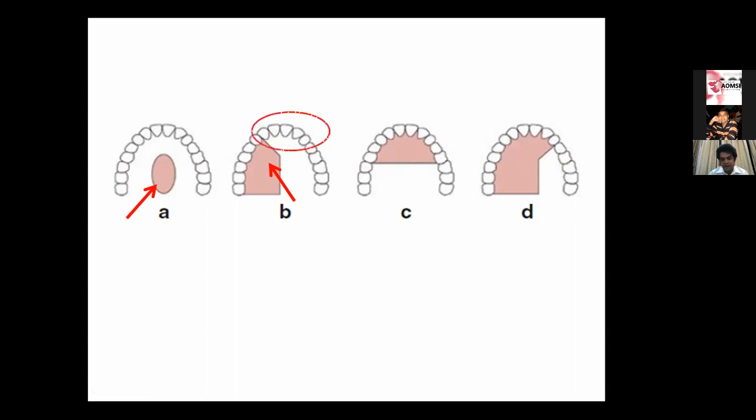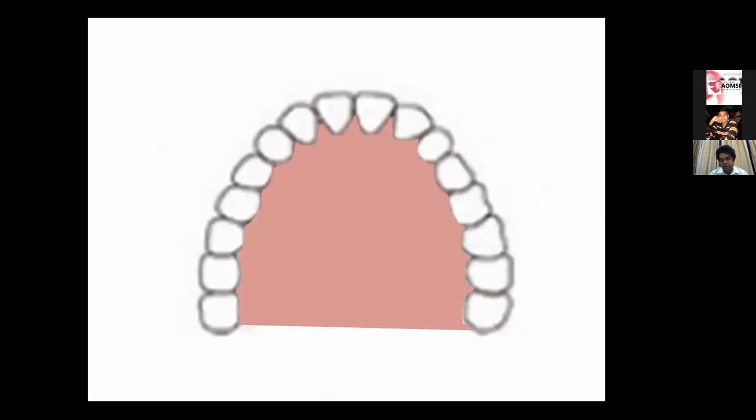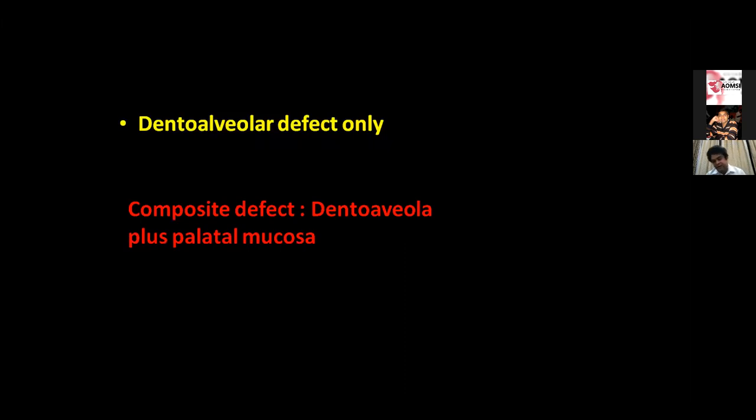And then there can be other types of cases in which we remove the entire dentition, or only the dentition, along with the mucosa also. So your treatment planning depends on whether it is a dentoalveolar defect only or a composite defect, that is dentoalveolar plus palatal mucosa also. Because if it is a dentoalveolar defect only, then you will agree that it can be easily treated with the prosthesis and the implant.